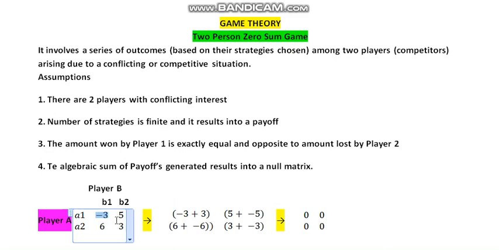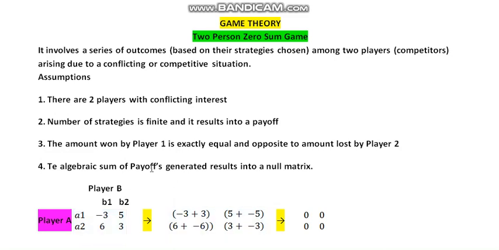So these are the different resultants of the payoffs for the strategies that have been adopted by these two different players, right? Now again, assumption number three: the amount won by player one is exactly equal and opposite to the amount lost by the other player, right? So this is very important. See guys, when we talk about the two-person zero-sum game, the first and very important thing that you need to remember is, while writing the payoff, you will write the payoff only for the player which is given on the left hand side.